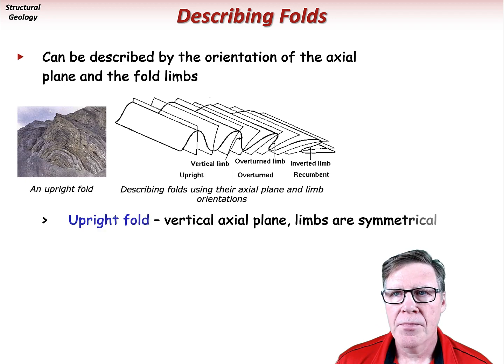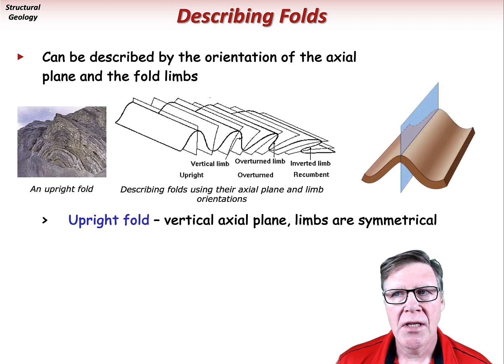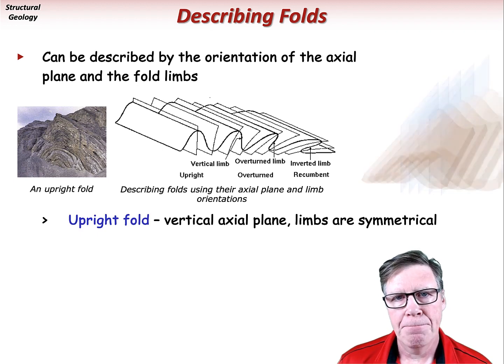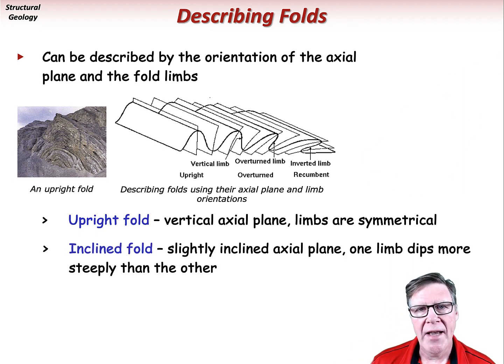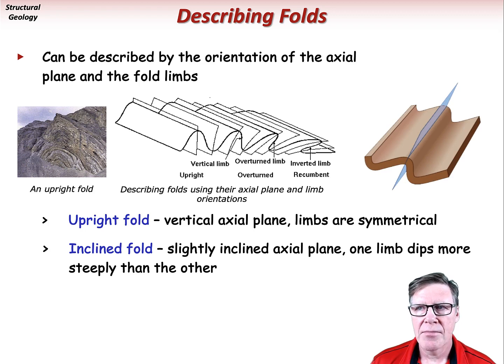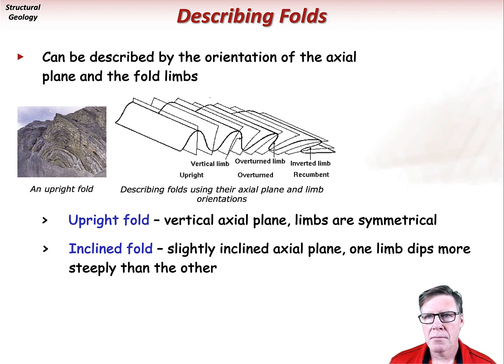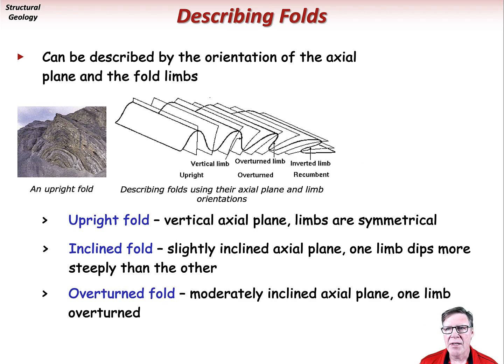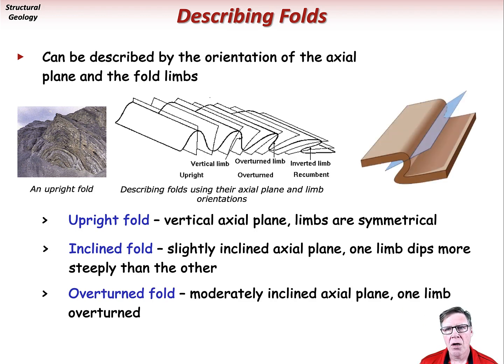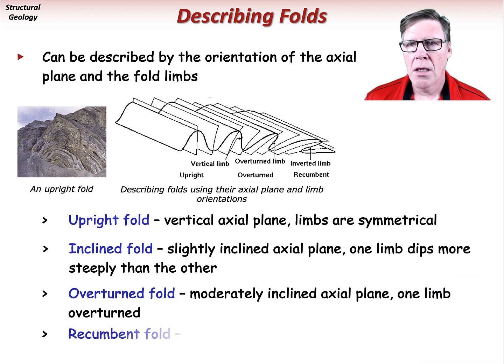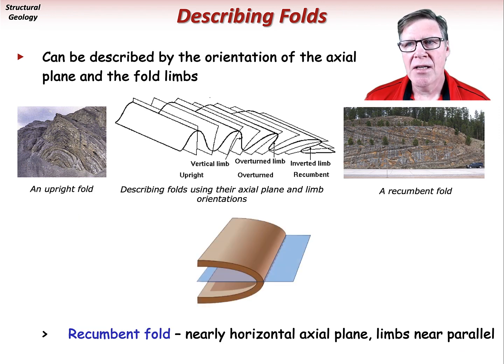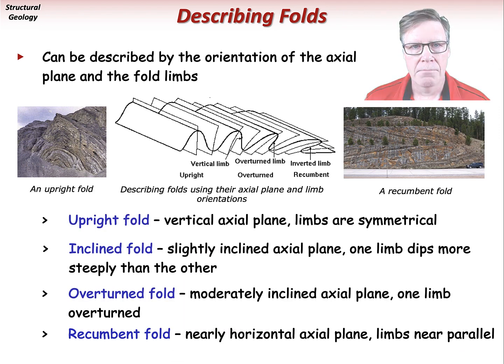In an upright fold, the axial plane can be vertical, with the fold limbs symmetrically dipping away from the axial plane. An inclined fold is one where the axial plane is slightly inclined, with the forward limb having a steeper dip than the other. As the axial plane starts to tilt over, the forward limb becomes steeper and steeper until it becomes vertical. An overturned fold is one where the axial plane exceeds a certain tilt angle, causing the forward limb to pass through vertical and become overturned. A recumbent fold is one where the axial plane is essentially horizontal, or laying down.